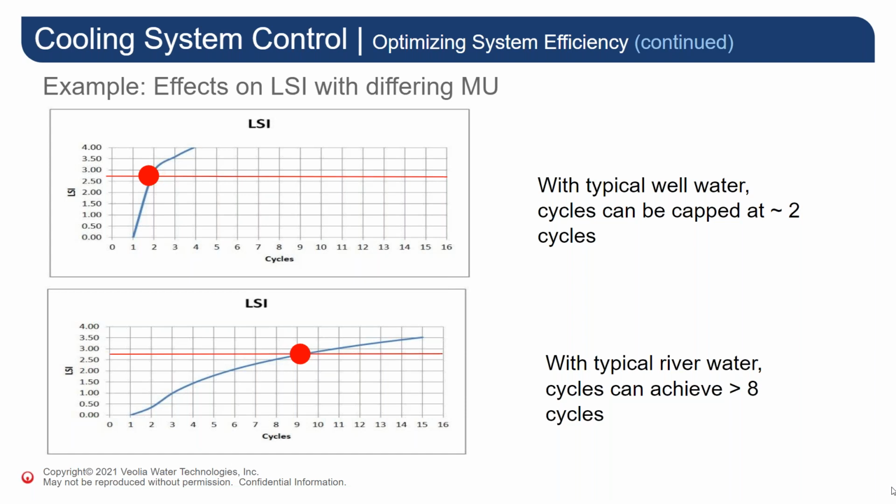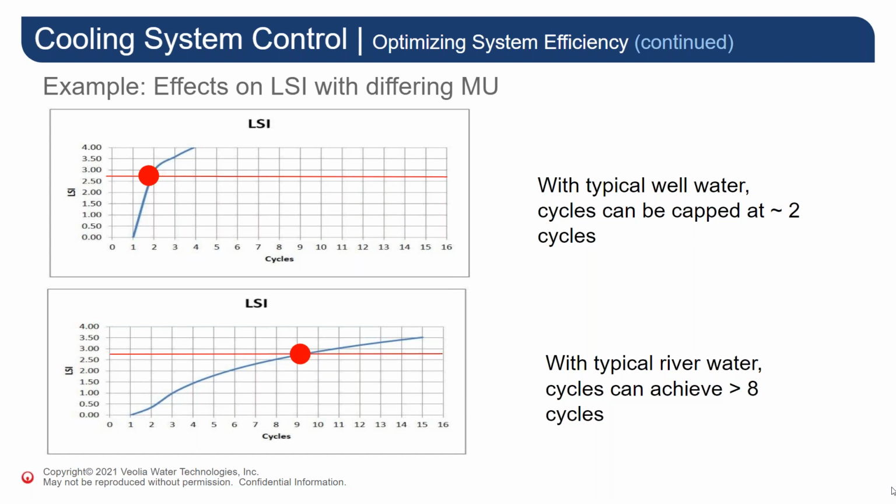Now, LSI is a term in our industry which is a reference index used to determine the scaling or the corrosion tendency of a given water. It's calculated using calcium hardness, alkalinity, pH, total dissolved solids, and temperature. As the LSI increases and approaches 3, the water is considered to be scaling, while an LSI closer to 0 or less than 0 is considered to be corrosive.